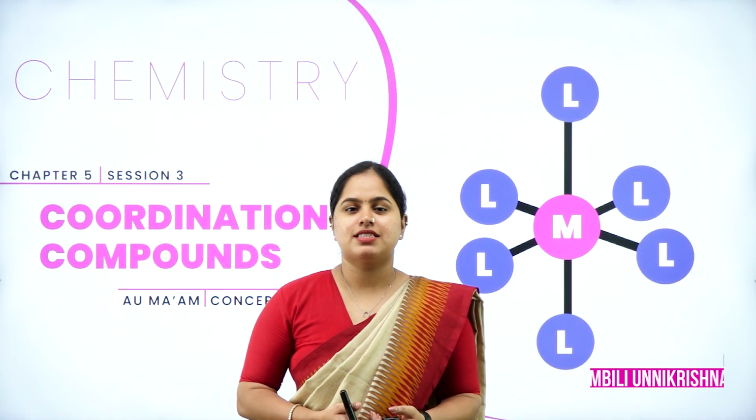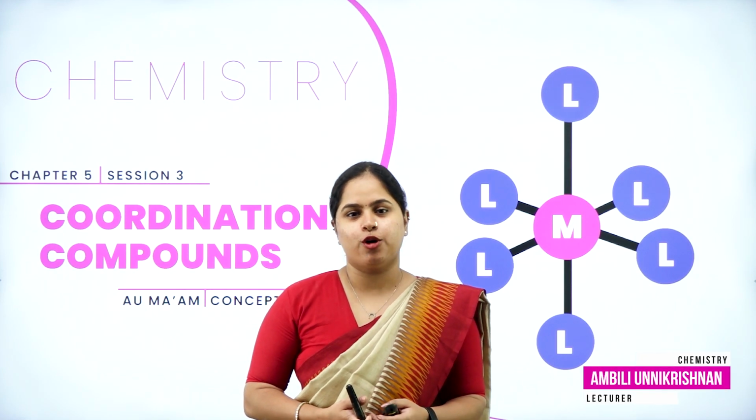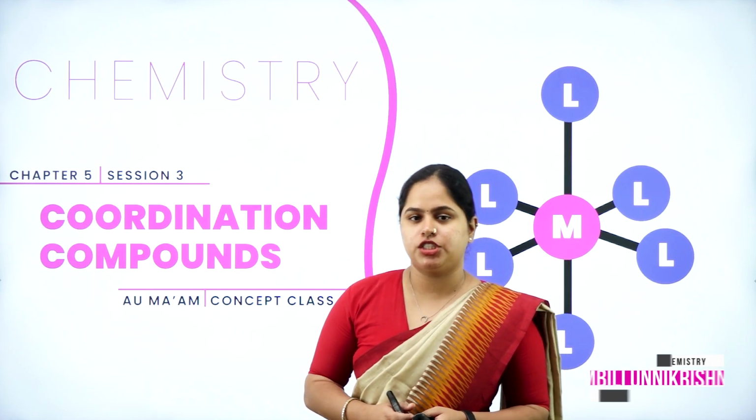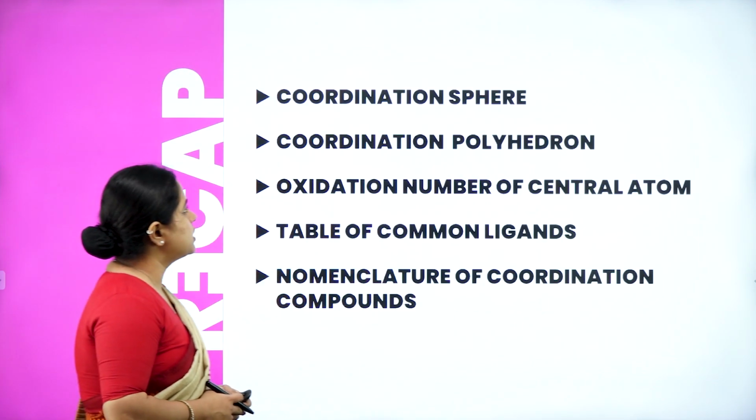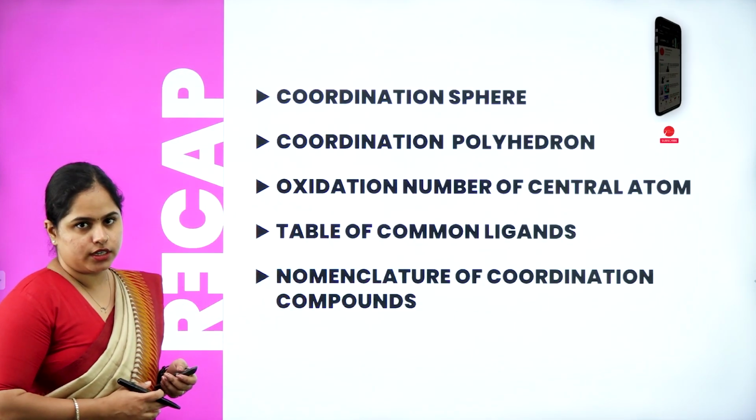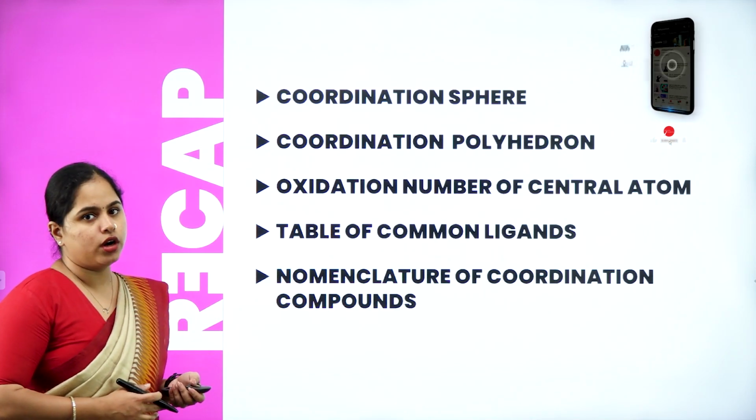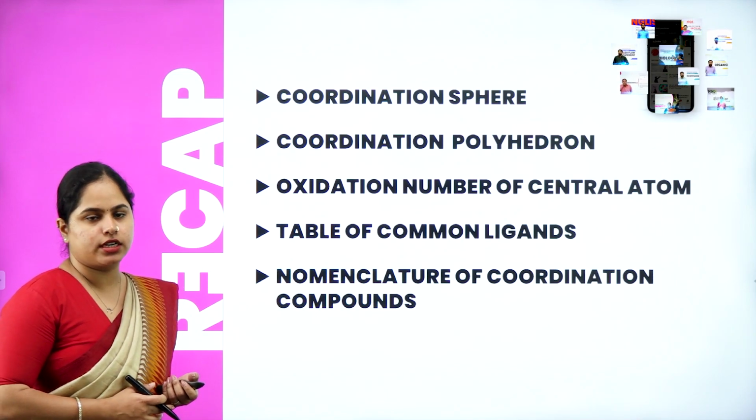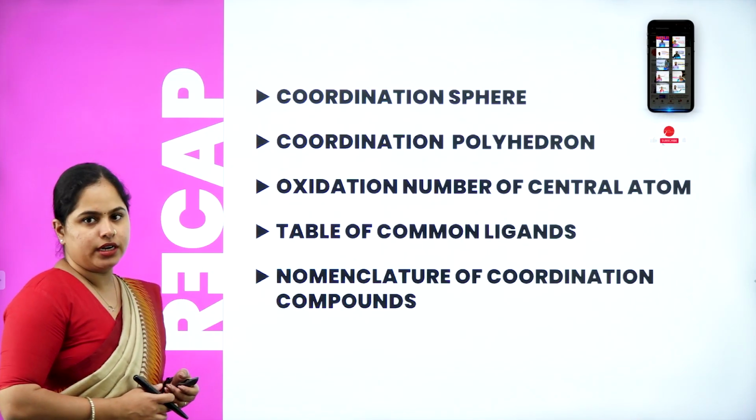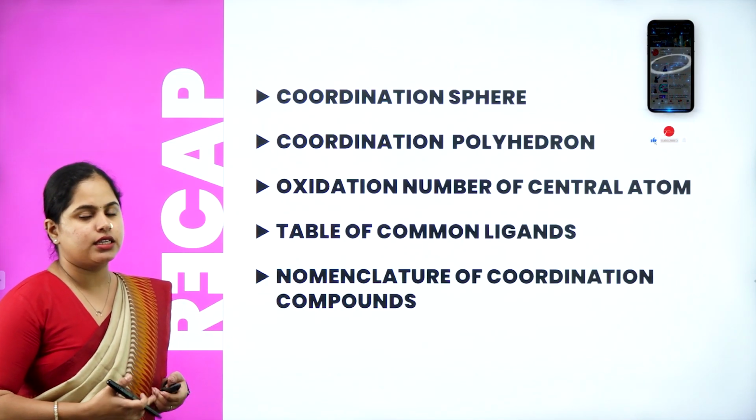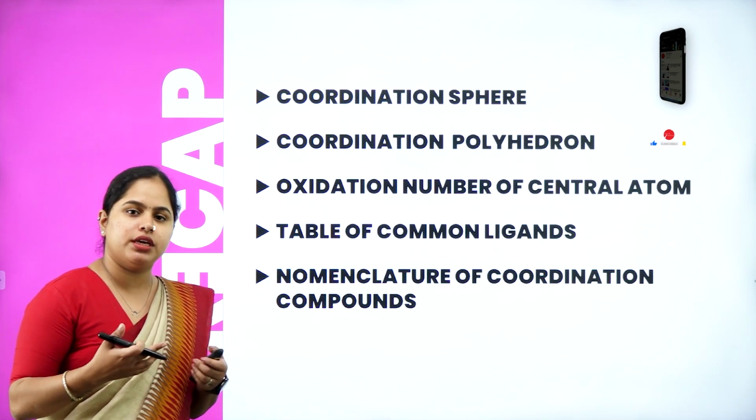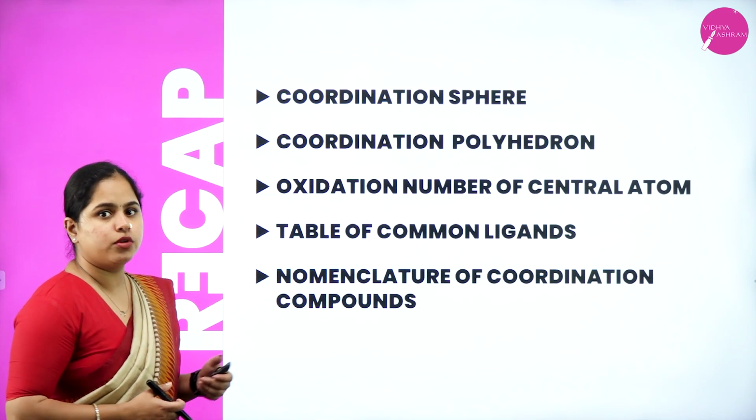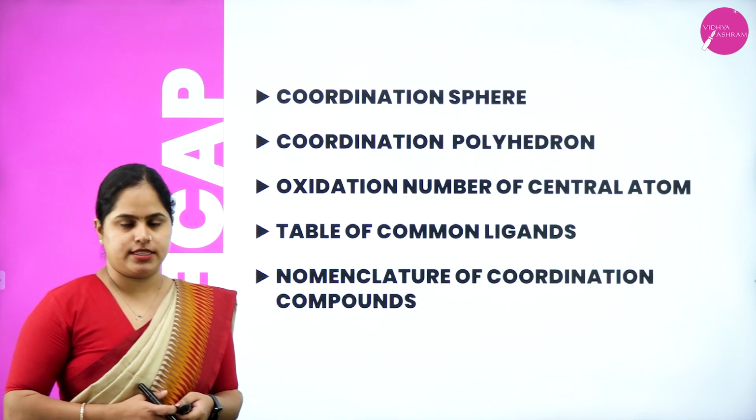Hello everyone, this is Ambli Unnikrishnan from the Department of Chemistry. So today we are back with session 3 of the chapter Coordination Compounds, right? So in the last session, we studied what is coordination sphere, what is coordination polyhedron, and oxidation number of the central atom, how to calculate oxidation number, and the table of common ligands, which are the monodentate ligands, which are the bidentate ligands, which are anionic, cationic, and neutral, right? As well as the nomenclature of coordination compounds in detail we studied in the last session, right?